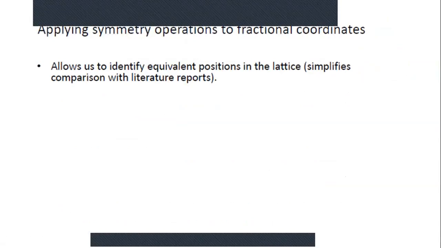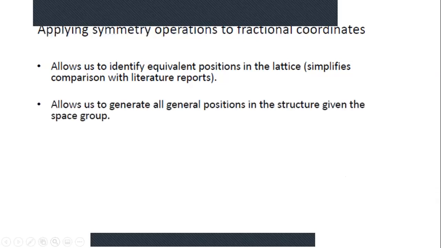So when we apply symmetry operations to fractional coordinates, we're generating these symmetry equivalent fractional coordinates. Once we know the symmetry related coordinates, it can help us identify equivalent positions. So we can say by looking at a set of coordinates that these two coordinates are related by a 2-fold rotation. The second important thing is it allows us to generate general positions within the structure. At this particular set of coordinates, if we do a 2-fold, we can generate the other set of symmetry related coordinates.